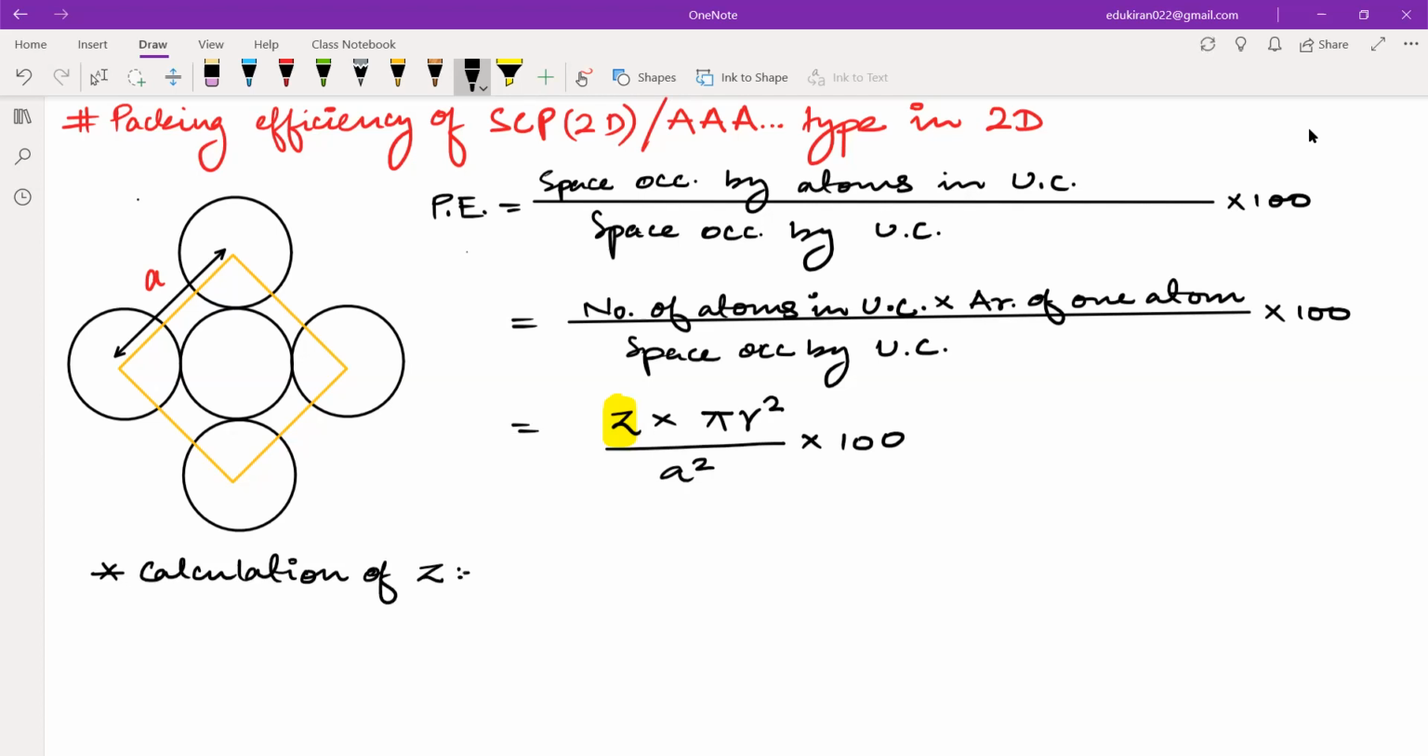So what does Z represent? Z represents the number of atoms in the unit cell. Number of atoms in unit cell. So when you have to, please listen to this very carefully.